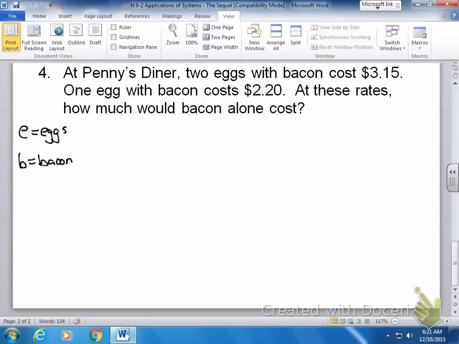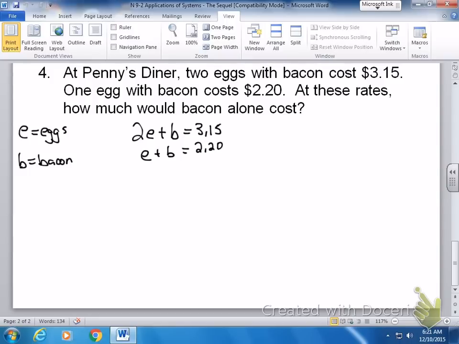Now, if I read these and kind of say them out, it makes a lot of sense how to write the equation. 2 eggs with bacon. That's 2 eggs plus 1 slice of bacon, and it says that equals $3.15, so 3.15. The next part says 1 egg with bacon, so 1 egg plus 1 bacon equals $2.20. Now we just need to find out how much the bacon costs alone.